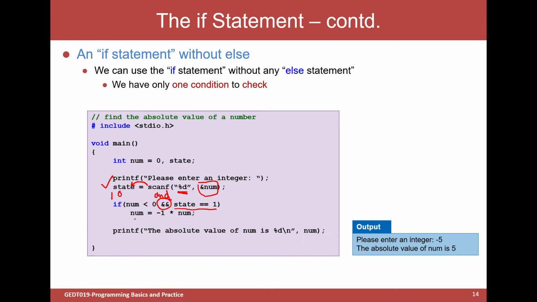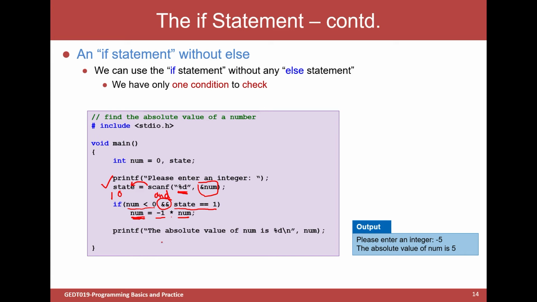In this case, the if statement says number equals minus 1 times the number. This is multiplication. So what is this one doing? The number will be changed to a positive number. So if you insert a number less than 0, that means you insert a negative number, I will convert this negative number to a positive number.